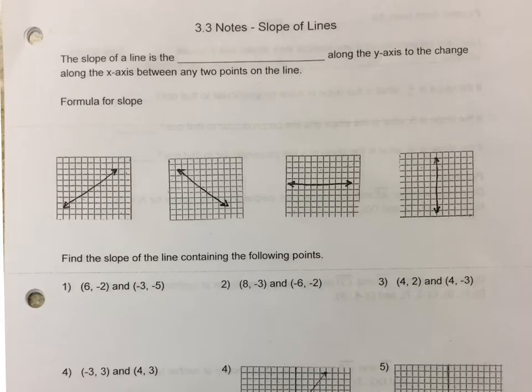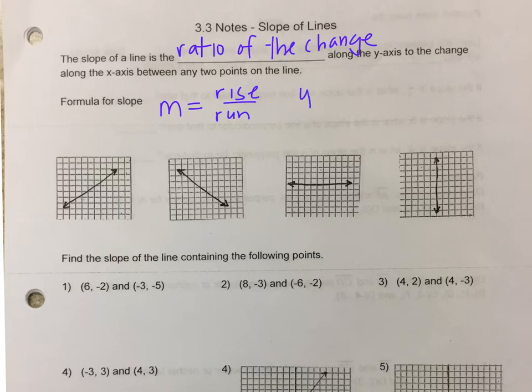The slope of a line is the ratio of the change along the y-axis to the change along the x-axis between any 2 points on a line. Slope formula is rise over run, or y2 minus y1 over x2 minus x1.